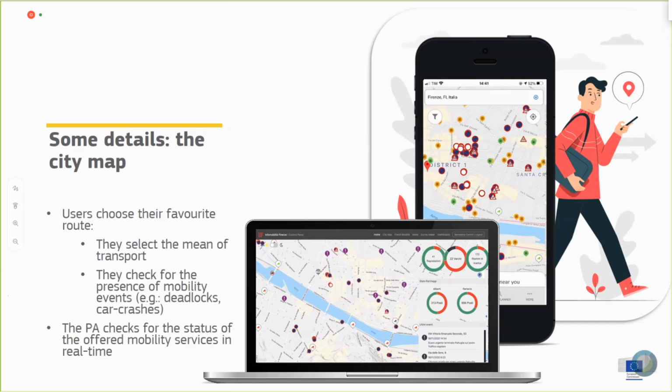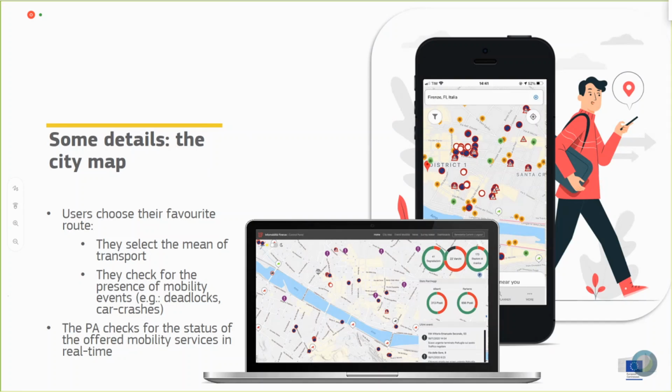I'm going to tell you some of the core functions of our Mobility as a Service platform, and I want to start from the city map, which is, of course, the core of a mobility platform. As you see in the figure, you have both a web version, which is the one available to the public administration, and the mobile version.